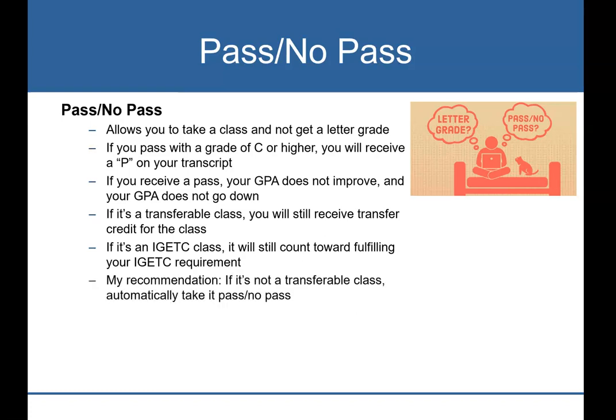In general, my recommendation, if it's not a transferable class, just automatically take it pass, no pass. On the architecture educational planning, you'll see where I indicated architecture 135 as a prerequisite, not a transferable class, but a requirement. And that's one of those things where I would say just automatically select it pass, no pass.